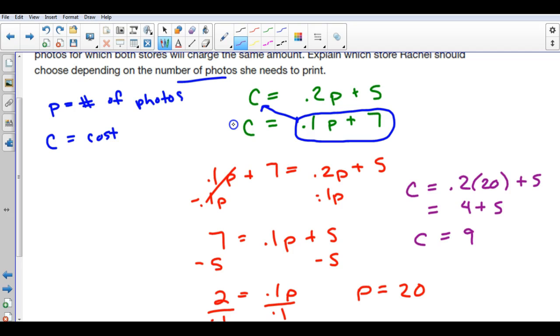So if she prints more than 20 photos, I want to pick the place that has a cheaper rate. So if she's printing more than 20, she's going to want to go with this bottom company because they're charging 10 cents instead of 20 cents. Even though their fee is larger, she is printing more than 20 photos, which was where both places charge the same.